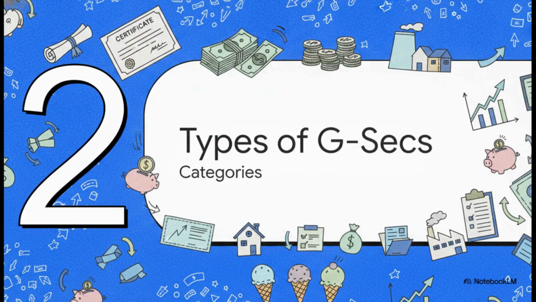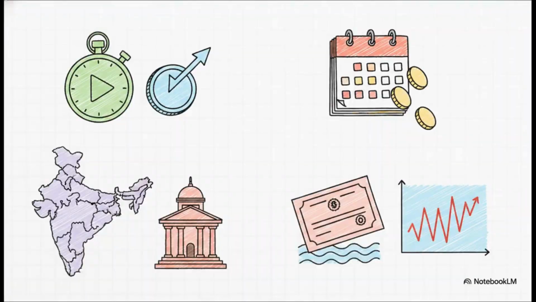Section 2. Types of government securities. So there are 4 main flavors of government borrowing available to you. First up are Treasury bills, or T-bills. Now these are short-term securities issued for 91, 182, or 364 days. They're actually pretty unique because they don't pay regular interest. Instead, they're issued at a discount. Say you buy a T-bill for 9,700 rupees, you'll receive its full face value of 10,000 rupees at maturity, and that difference, that's your return.